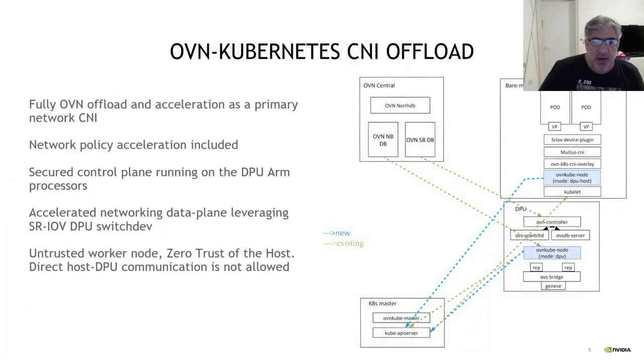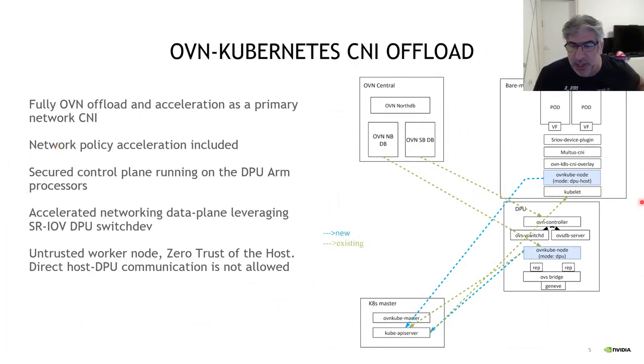As I mentioned in the first slide, today we have an OVN Kubernetes CNI offload, which is a full OVN offload and acceleration as a primary network CNI. Network policy acceleration is also included. The secure control plane runs on the DPU ARM processor, with an accelerated networking data plane leveraging the SR-IOV DPU switchdev mode. The worker node is untrusted, creating a zero trust from the host. Direct host-DPU communication is not allowed.